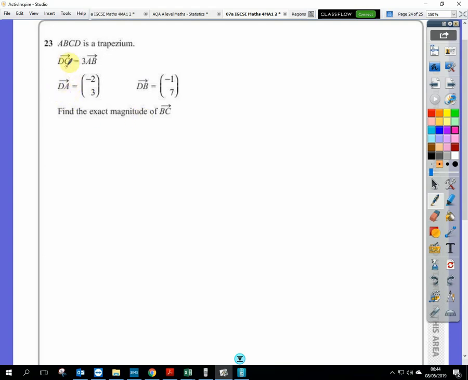I've got 2 points. I've got some information here, and it's based mainly on D. So if I start with D, let's put a little dot for D. D to A is minus 2 up 3. So let's say A is here somewhere. Left 2 up 3. And D to B is left 1 up 7. So it's up here somewhere. And what do I know? That DC is 3AB.